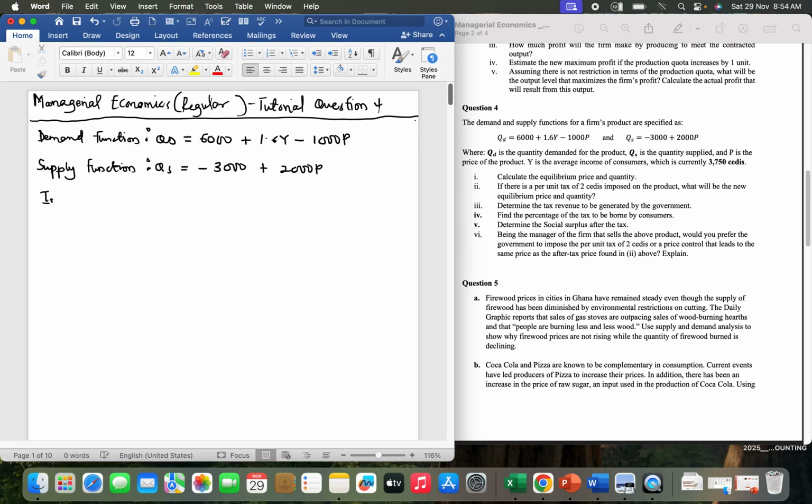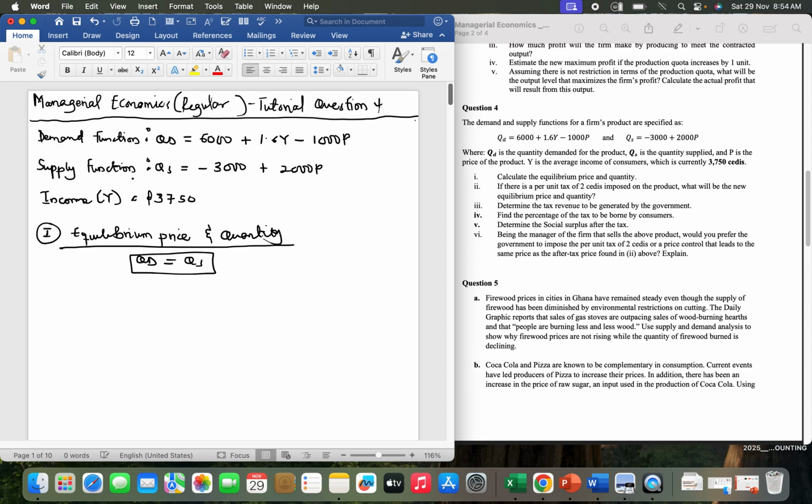What we know, so income, which is a variable Y, to be 3,750. So I, calculate the equilibrium price and quantity. So I is equilibrium price and quantity. Now the condition for equilibrium price and quantity states that QD must be equal to what? QS. This is a condition.